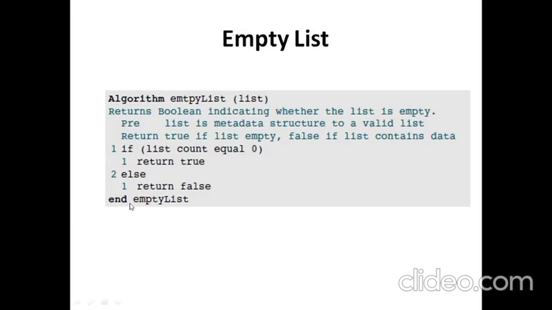And empty list, how do you know whether the list is empty or not? Two things we can try. One is, if head equals null, then definitely the list is empty. Or if count equals 0, that's also a way to know whether the list is empty or not. But they have used the second approach, if the count equals 0.